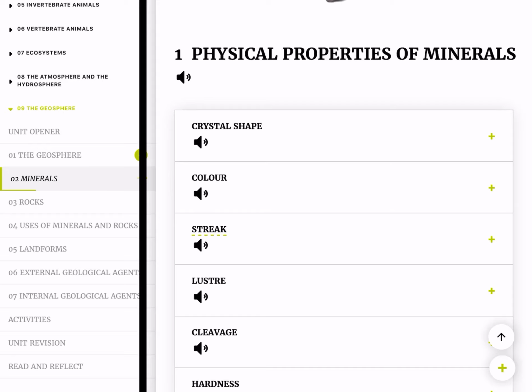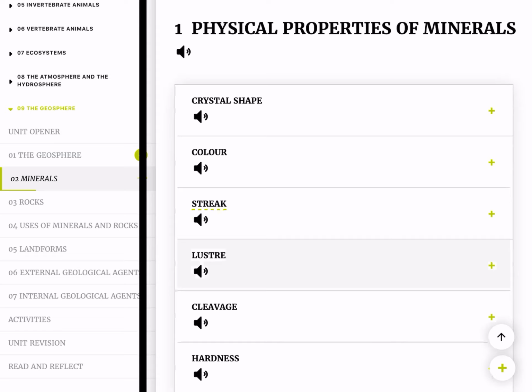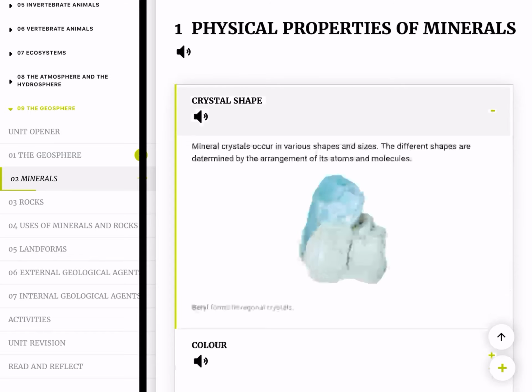The most relevant properties to discover a mineral are the chemical composition and the crystalline structure. However, those properties are not easy to discover with our naked eyes. So we focus our attention on physical properties, because they are relevant to discover what the minerals in our everyday life are. For example, the crystal shape.